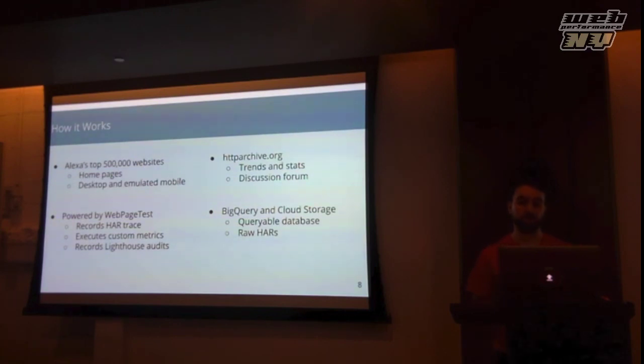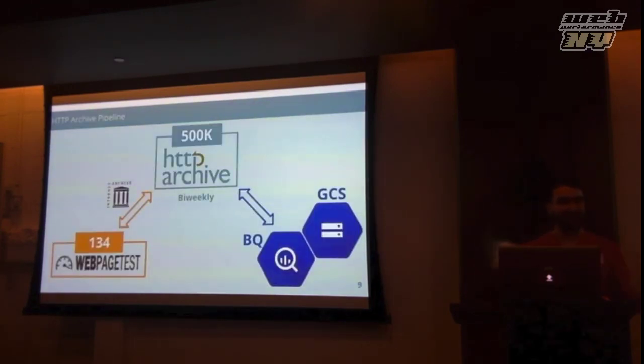So to sum all that up graphically, every other week, HTTP Archive runs 500,000 websites. Technically 1,000,000 if you count both desktop and mobile. On 134 different WebPageTest agents that sit on the Internet Archive architecture. And HTTP Archive, the server, manages the syncing between the Google Cloud Services, BigQuery, and Google Cloud Storage.